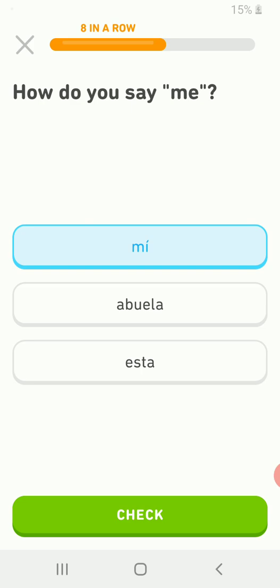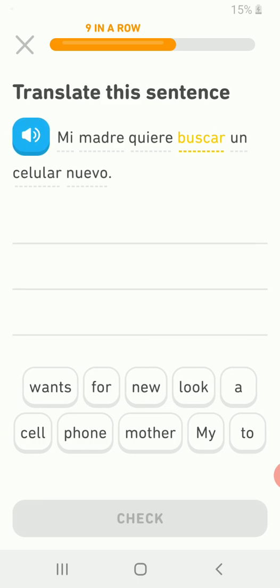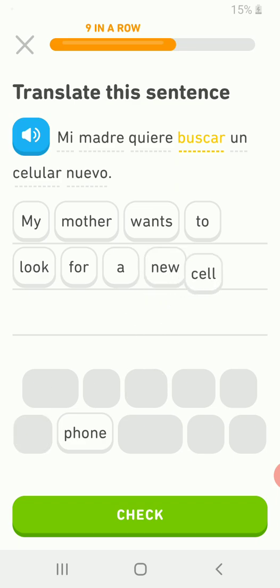But is there an accent on top of the i? That's something else. Mi madre quiere buscar un celular nuevo. You see, there is no accent on the mi here. That's the difference. So mi is a possessive adjective, but the other one is, I think, an object pronoun, if I'm not mistaken. Buscar is to search. Mi madre is my mother. Mi madre quiere, my mother wants to look for a new cell phone.